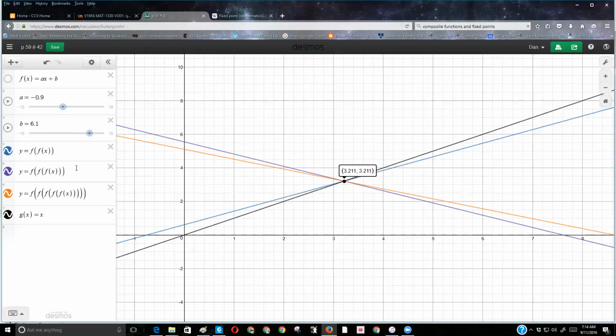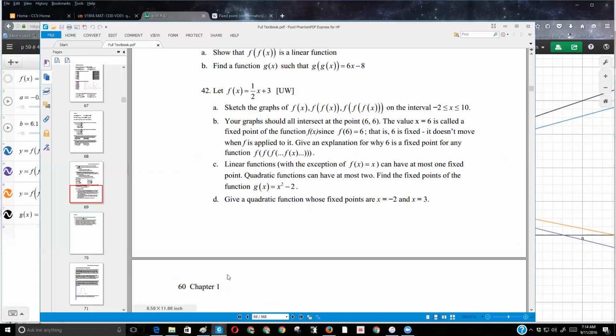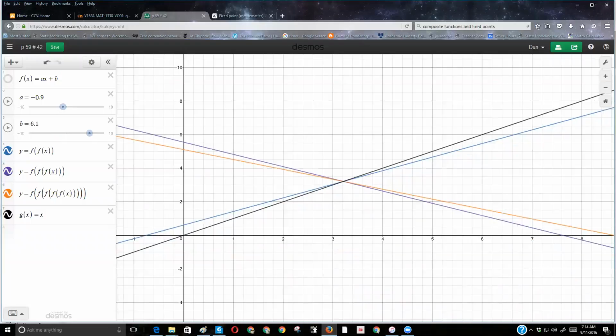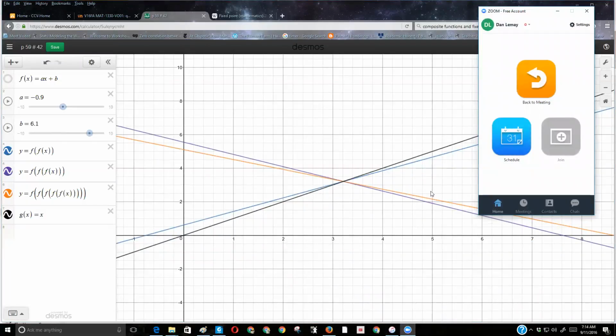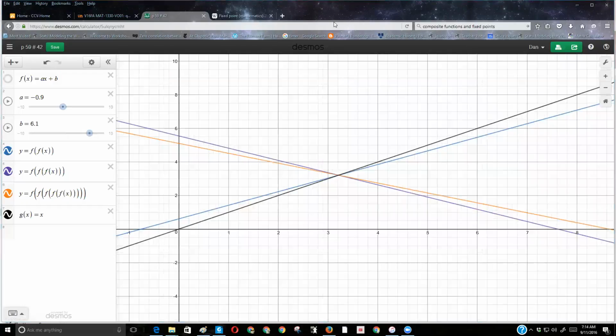So then, of course, I ask myself, why? How do I know? How can I make a prediction? Because the later question asks us to make a quadratic function for when x equals -2 and x equals 3. So let's take a look at why it works on a linear function. Let me come back here to Zoom. I want to stop this share and share a whiteboard.